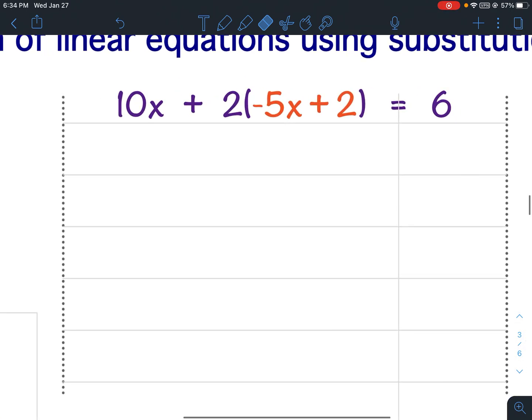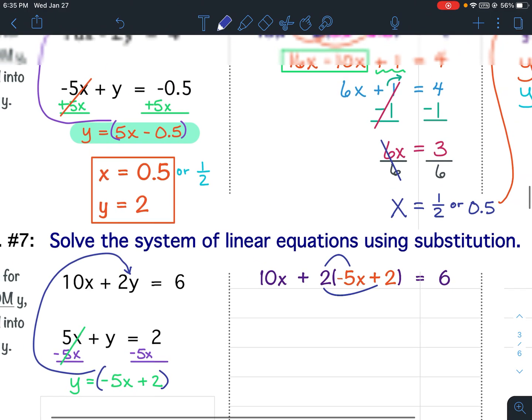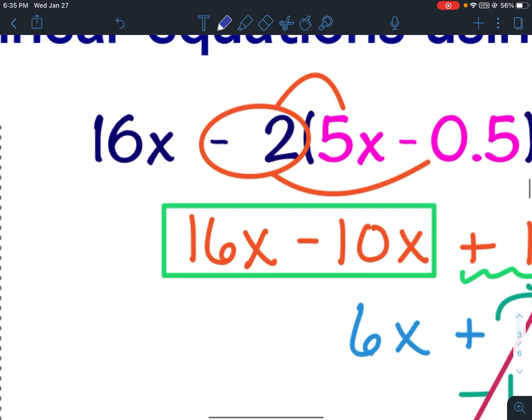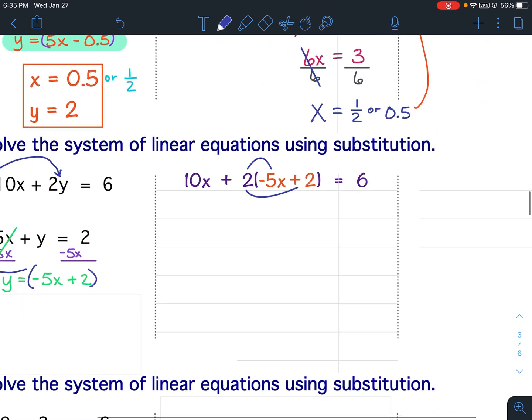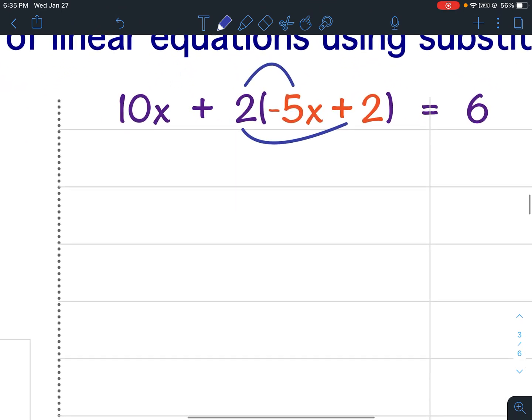All right, now we solve our 2-step equation. I'm going to start with the distributive property. Now, notice I didn't circle the 2 this time. You can if you want. The only reason I circled it in the example up above is because that 2 was a -2. This one's a +2. You can still circle it if you want to, but it's a positive, so I don't need to worry about that sign.